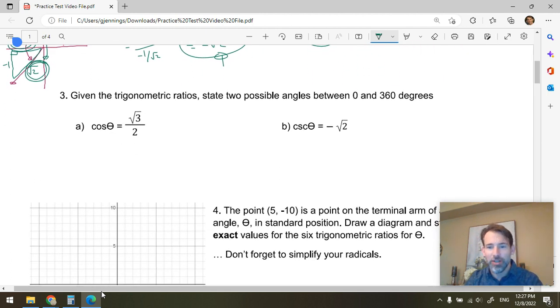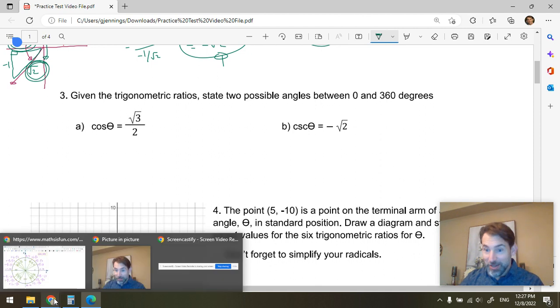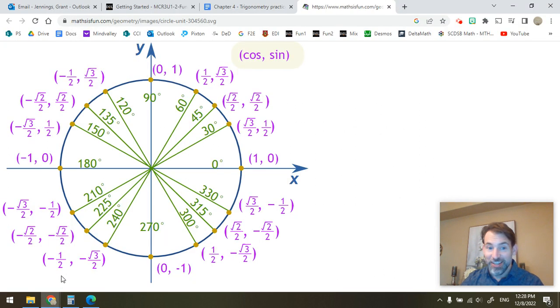Given these trigonometric ratios, find 2 possible angles between 0 and 360 degrees. Okay, so cosine theta is equal to root 3 over 2. Here's the way you do it if you want to cheat. You go over here and look for root 3 over 2 for the x value, and I see it there at 30 and at 330. Those are the answers. You just read them on the unit circle.